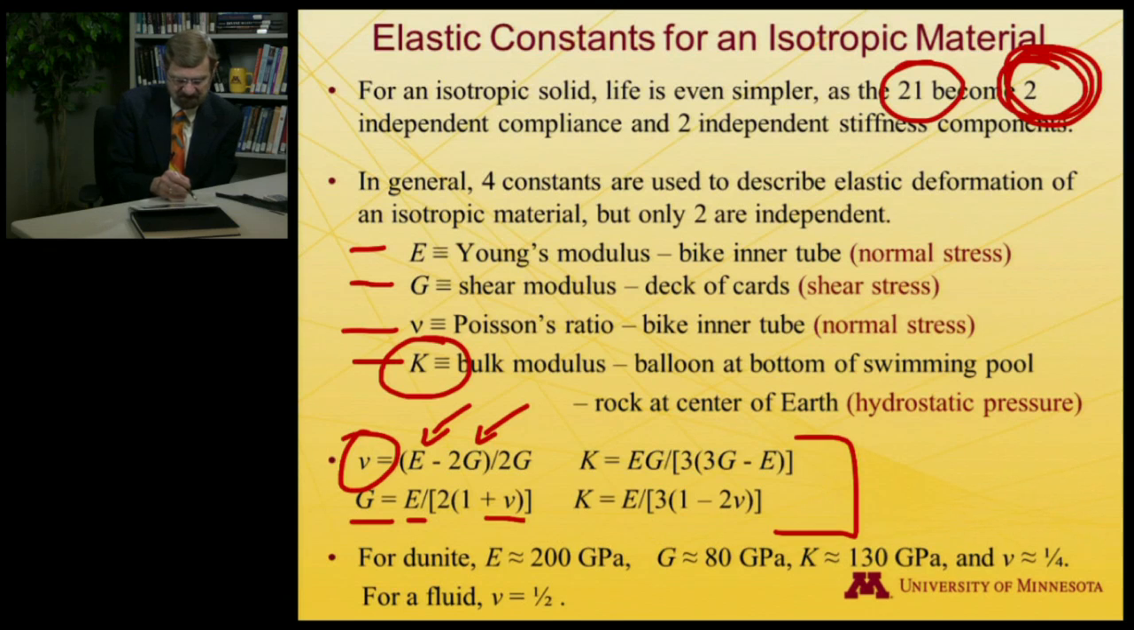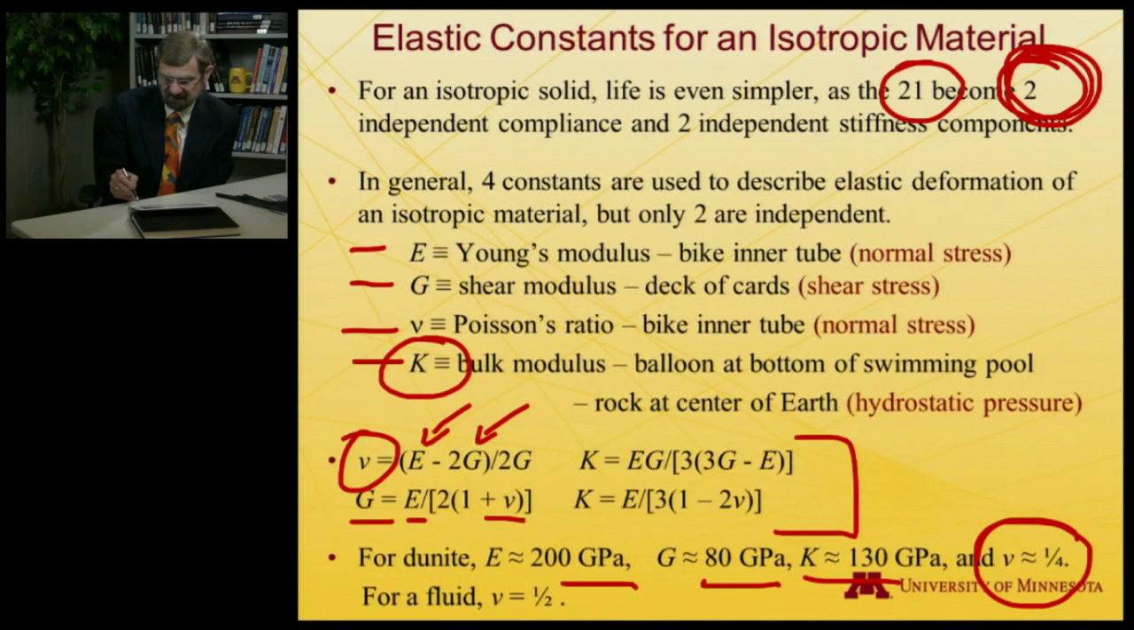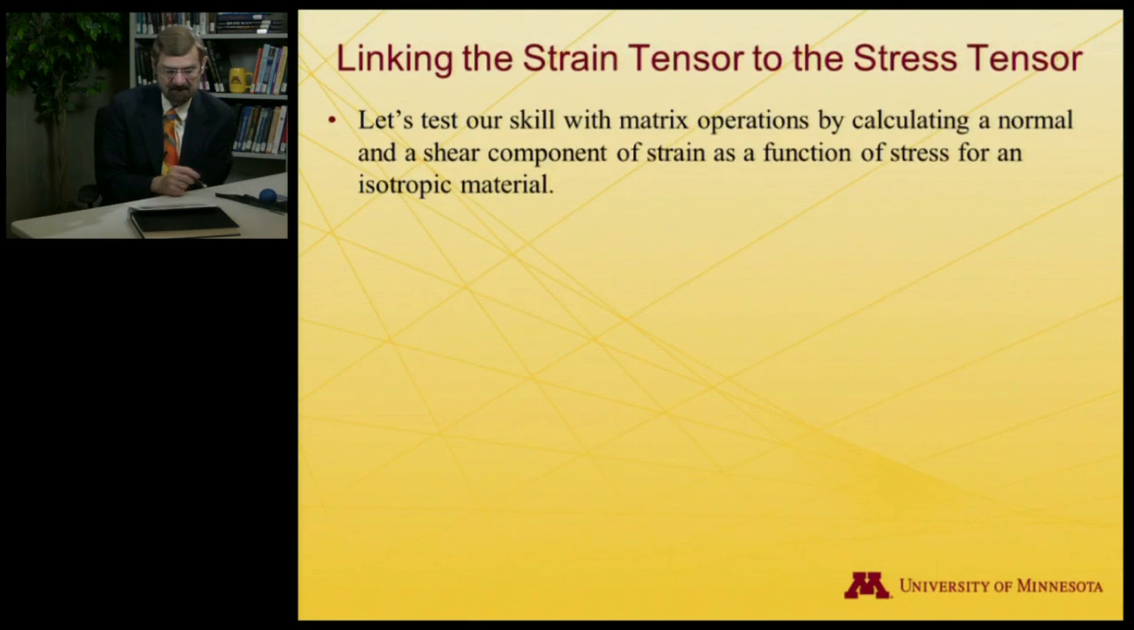Okay, and I've written out some typical values for moduli here for dunite. Young's modulus is a couple hundred gigapascals, shear modulus is around 80. The bulk modulus is around 130 gigapascals, and Poisson's ratio for many, many rocks is about a quarter. And for fluids, the Poisson's ratio is a half, and that's a concept we'll return to and talk about more later in the course. Okay, so let's return to linking the stress tensor to the strain tensor.